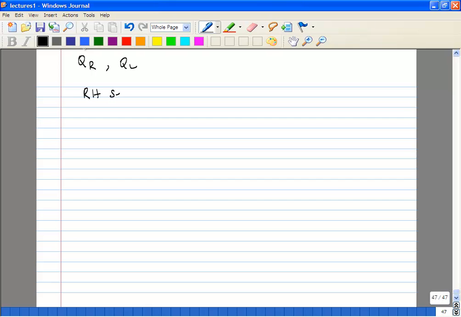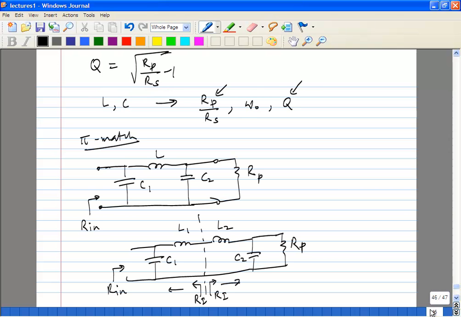Okay, so let's start considering it one by one. Let's look at the right hand section. So what we're going to do is split the inductor into two, L1 and L2, and you consider the intermediate point. And what you notice is, once you have split it this way, each section, the left hand section and the right hand section, is an L match. If you just consider the right hand section alone, you have an Rp, you have L2, C2. So looking in, you'll have a certain impedance, let's call it Ri.